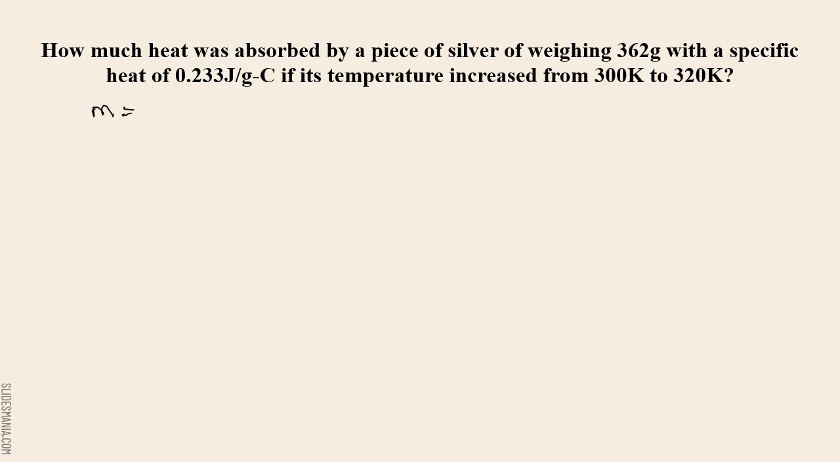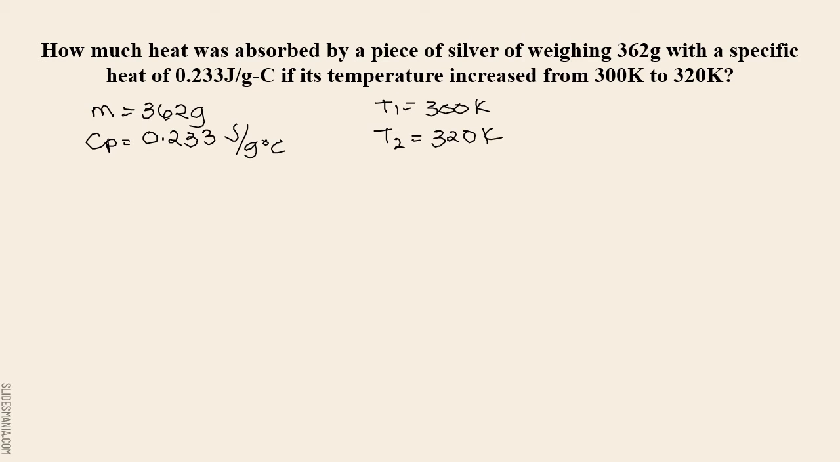So the mass of silver is 362 grams. The specific heat is 0.233 joules per gram degree Celsius. Our initial temperature is 300 Kelvin, and our final temperature is 320 Kelvin. Do we need to convert this to degrees Celsius by subtracting 273.15? No, we no longer need to do so, because delta K, or the change in temperature in terms of Kelvin, is just the same as delta degrees Celsius.